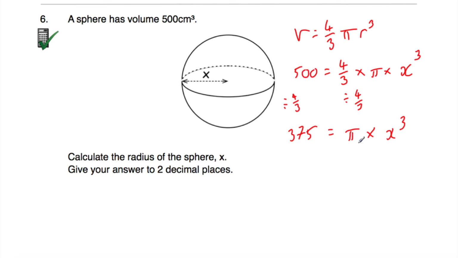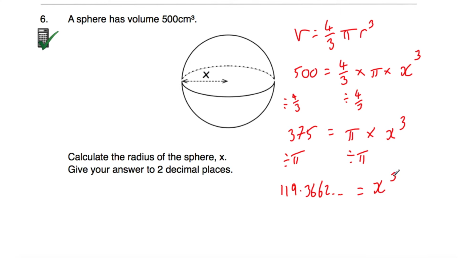Now we want to get rid of this multiplied by pi, so let's divide the left hand side by pi and let's divide the right hand side by pi. So we're going to do 375 divided by pi, and that's equal to 119.3662 and so on. I'm just going to leave that on my calculator display, and that's equal to, and we've divided by pi to get rid of the multiply by pi, so we're just going to be left with x cubed. Okay, so we've now got this. Now, one thing I just want to point out at this stage is we could have, at this point, rather than dividing by 4/3 and then dividing by pi, we could have just divided both sides by 4/3 pi. So we could have divided the left-hand side by 4/3 pi and the right-hand side by 4/3 pi, and that would bring us straight down to this stage here.